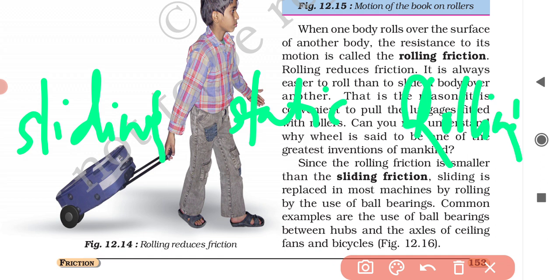Sliding friction is always smaller than the static friction. We have learned this in the previous class. And today we have learned that rolling friction is less than the sliding friction. So which one is the greatest now?